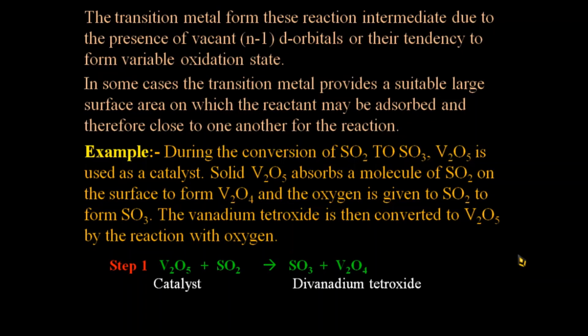In the next step, two molecules of V2O4, divanadium tetroxide, combine with oxygen from the atmosphere and get converted again into V2O5. If we add these two reactions, step 1 and step 2 (twice), the V2O4 present here and the V2O4 present here cancel, and we get a simple overall reaction.